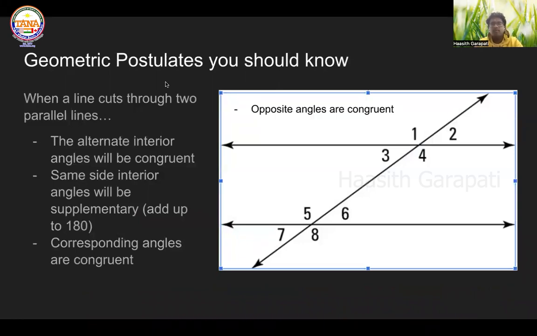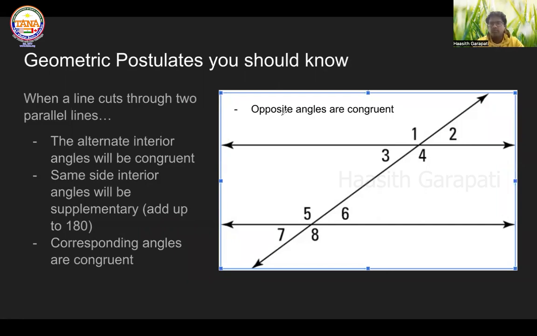Okay, so now we're going to move into geometry. This can be either fun or it can be kind of annoying. We'll see how it goes. Okay, the first thing we're going to start with are parallel lines and how angles relate when it comes to parallel lines.